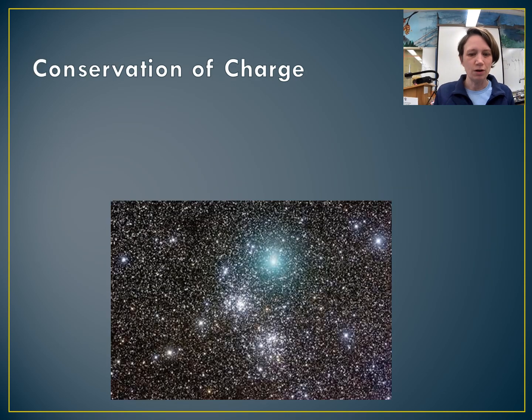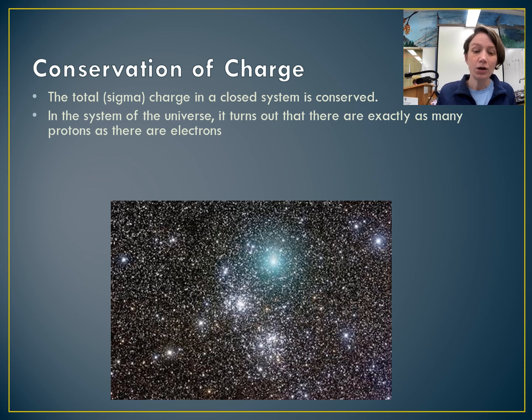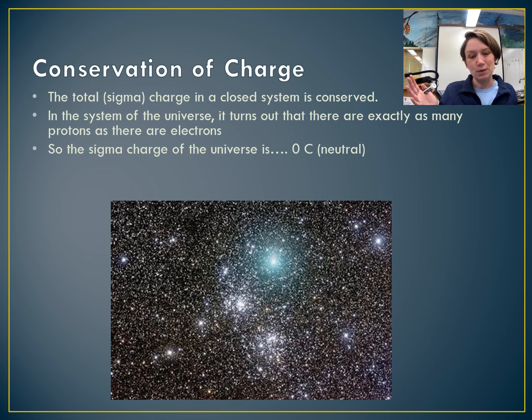So charge is one of those important fundamental variables that is conserved, like mass and energy are conserved. What that means is that in any closed system, we are going to have the same amount of charge before, during, and after anything happens. We're going to keep the same amount in those systems. One crazy fact is that the biggest system, the system of the entire universe, has a sigma charge of 0. That means that there are exactly as many protons in the universe as there are electrons in the universe.